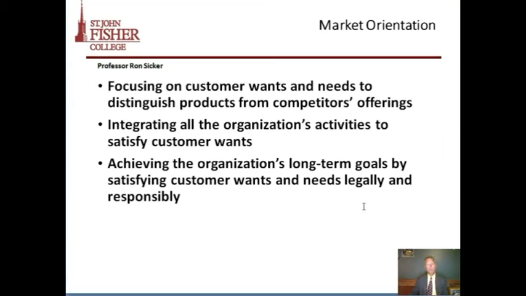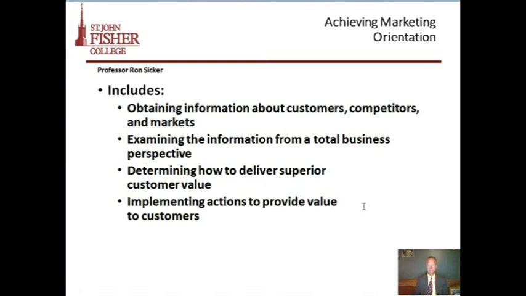What we really need is marketing orientation or customer relationship management, which means obtaining information about customers, examining the information from a total business perspective, and then determining how to drive superior customer value, how to drive superior product at a superior price point, and then building that relationship so that you have repeat customers and repeat buyers.